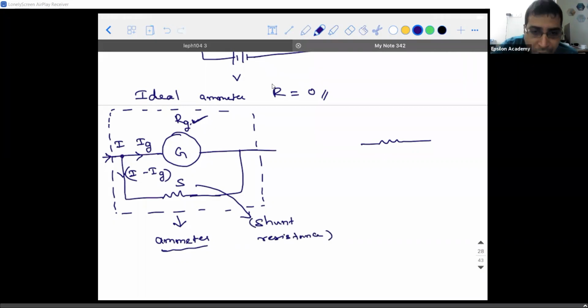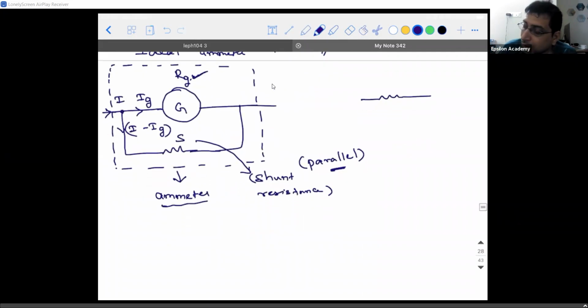Generally, shunt means parallel. If you connect any resistor in parallel across any device, you call that a shunt resistor. Shunt basically means parallel in electrical terms. Shunt generally means something which divides the path. It is because of this parallel resistor that the current is getting divided.